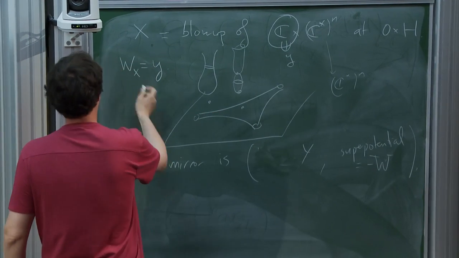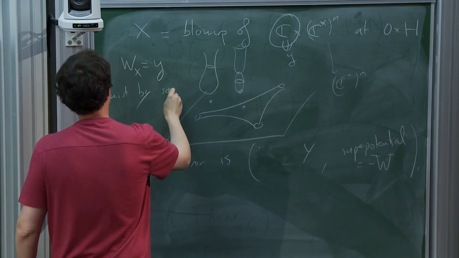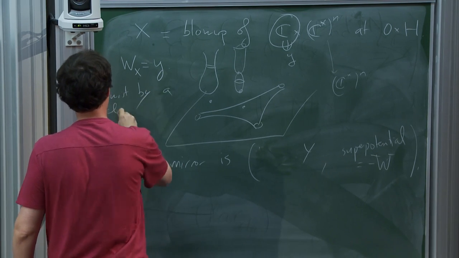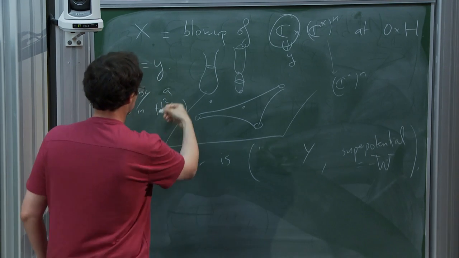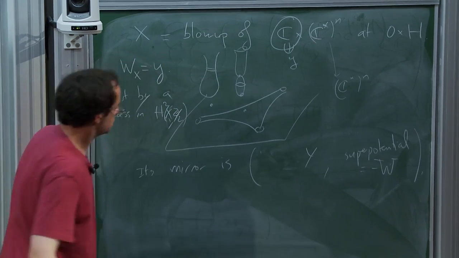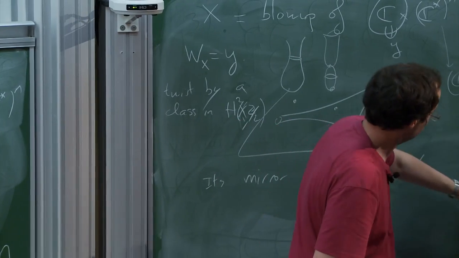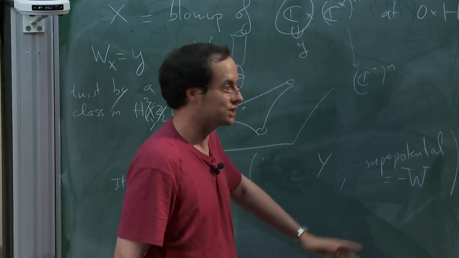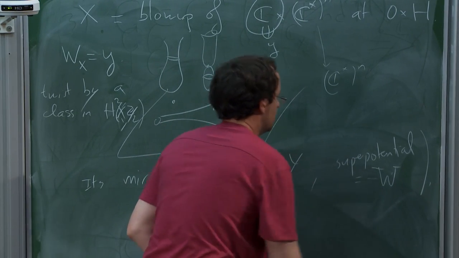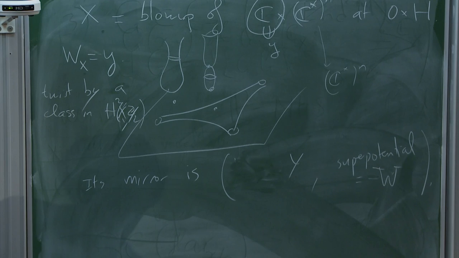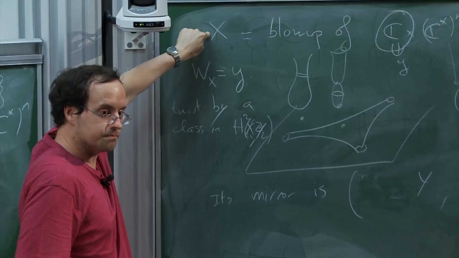Next thing I need to do is also twist by some class in H2 with Z mod 2 coefficients to account for basically discrepancies in the ways that signs are counted for holomorphic curves. That's the bane of symplectic geometers, that holomorphic curves always get counted with the wrong sign. And the effect of that is to change this to what I wanted. Okay. And now the claim is, so what's the geometry of this function on X?